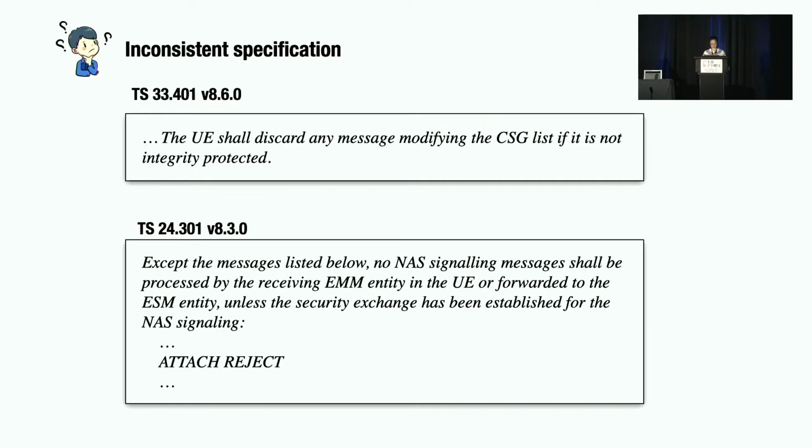This description means during the specific procedure, during the specific period, the UE could accept an attach reject message without integrity protection. And in the 24.301 specification, when the UE receives an attach reject with EMM cause number 25, the UE will operate the CSG list. So according to the specification, we can find that during the specific time when the UE receives an attach reject with EMM cause number 25 without integrity protection, the UE will accept it and further operate the CSG list.